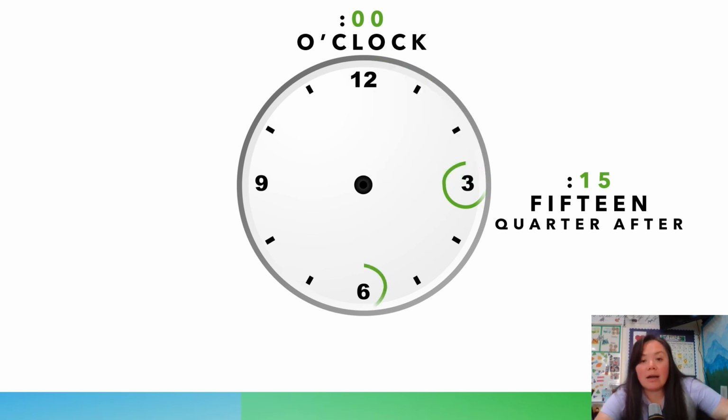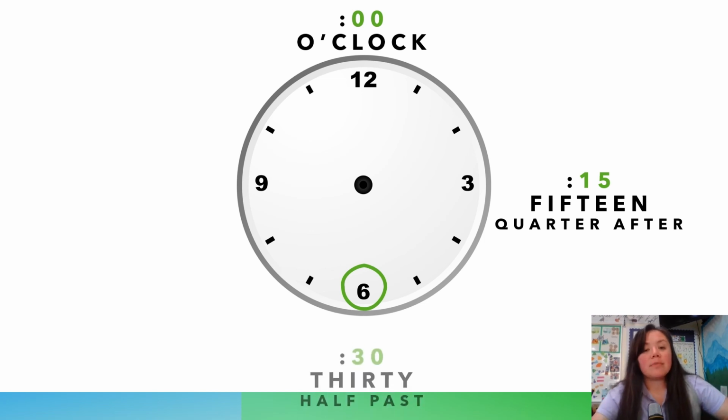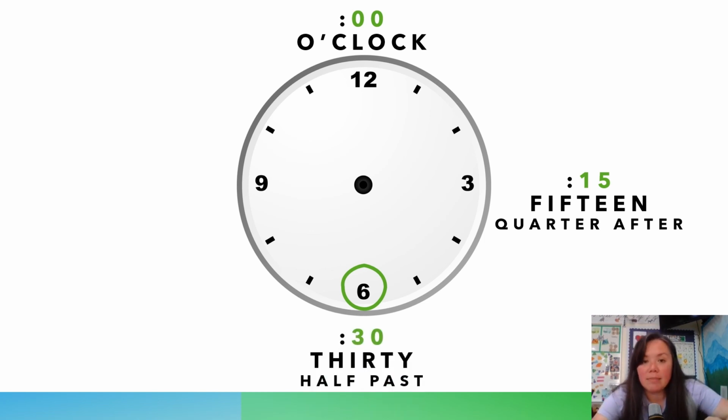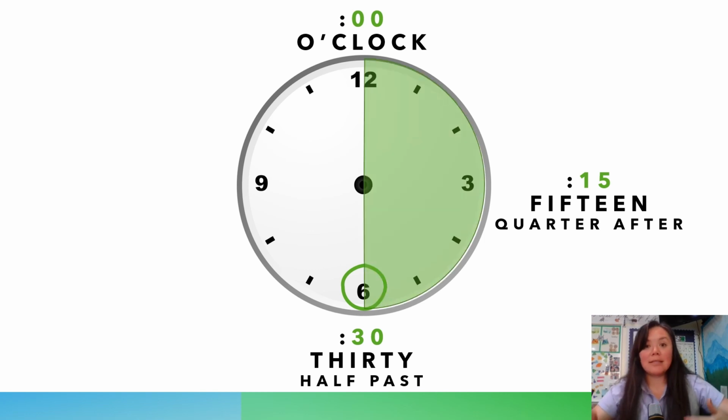Now let's go down to the number 6. If we counted by 5s, or if we know our multiplications, 5 times 6 is 30. Very good. And anytime the minute hand is pointing down, we say 30, or we will also use the term half past. Why do we use half past? Because half of the hour has now passed. And so we use quarter after and then half past.